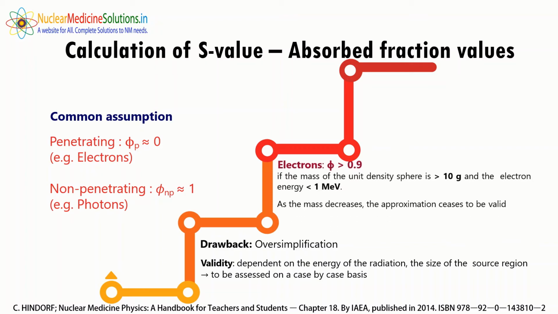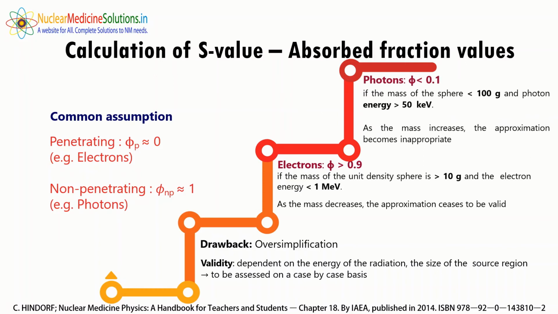The electrons have phi more than 0.9 if the mass of the unit density sphere is more than 10 gram and the electron energy is less than 1 MeV. As the mass decreases, the approximation ceases to be valid, and if the mass of the sphere is less than 100 grams and photon energy is more than 50 keV, the phi is less than 0.1, and as the mass increases, the approximation becomes inappropriate.